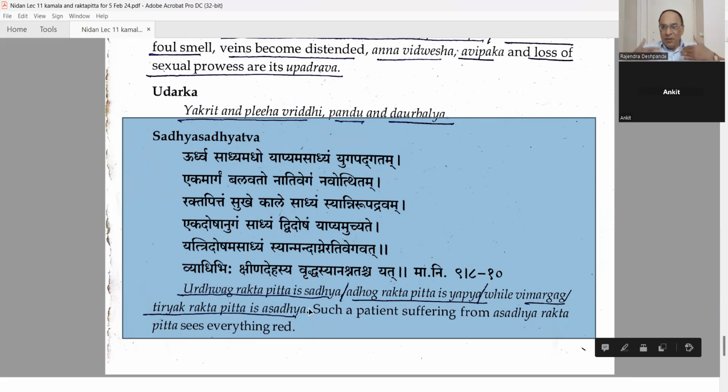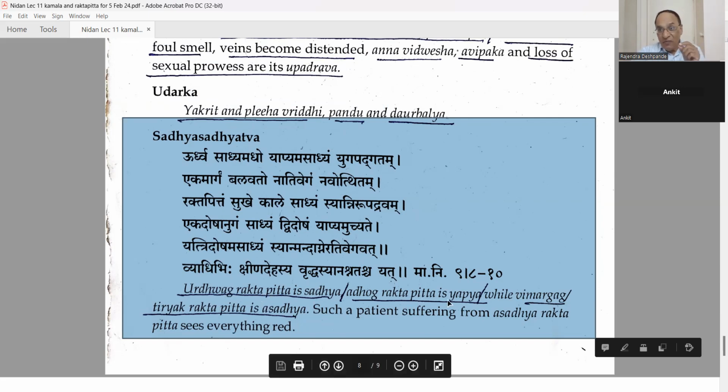For Adhoga Raktapitta, PR bleeding, hematuria, menorrhagia, Pratimarga, that means the treatment will be Vamana. For Adhoga Raktapitta, treatment will be Vamana. For Urdhva Raktapitta, treatment will be Virechana. Are you getting it? Okay. So Urdhva Raktapitta is sadhya, easy to cure.